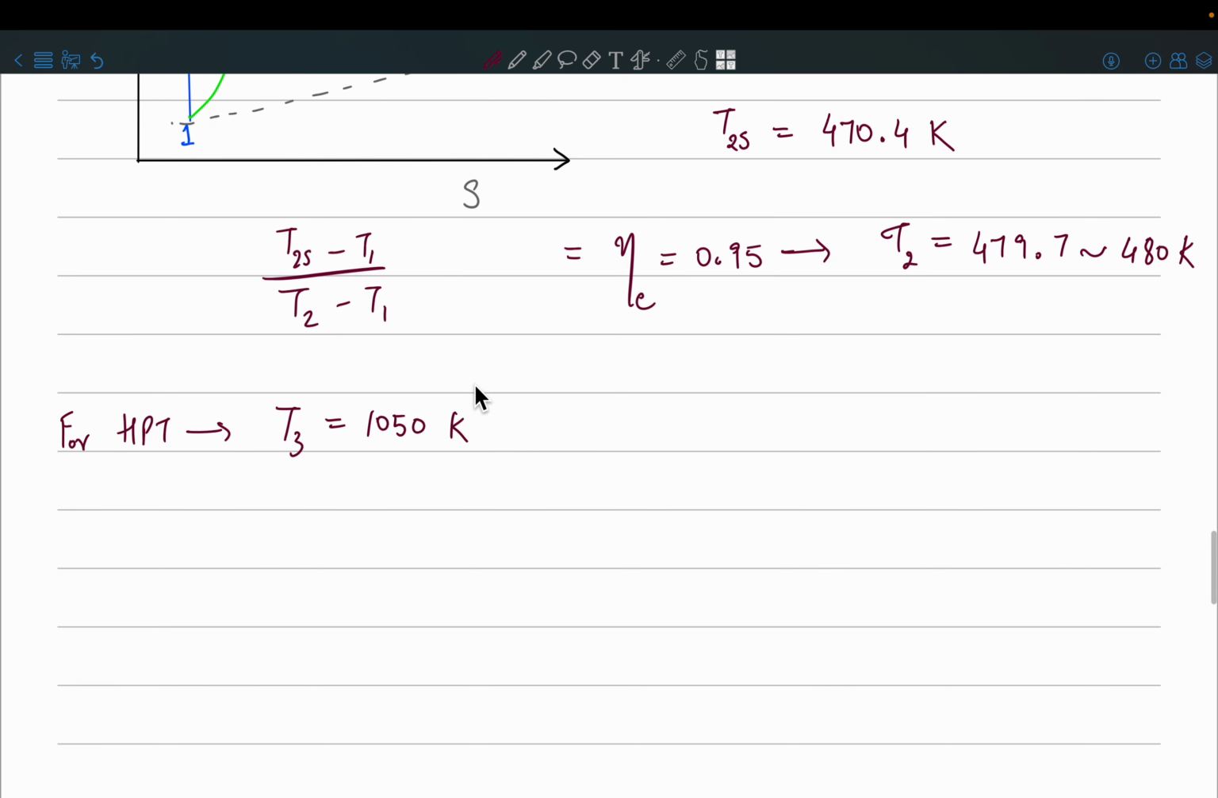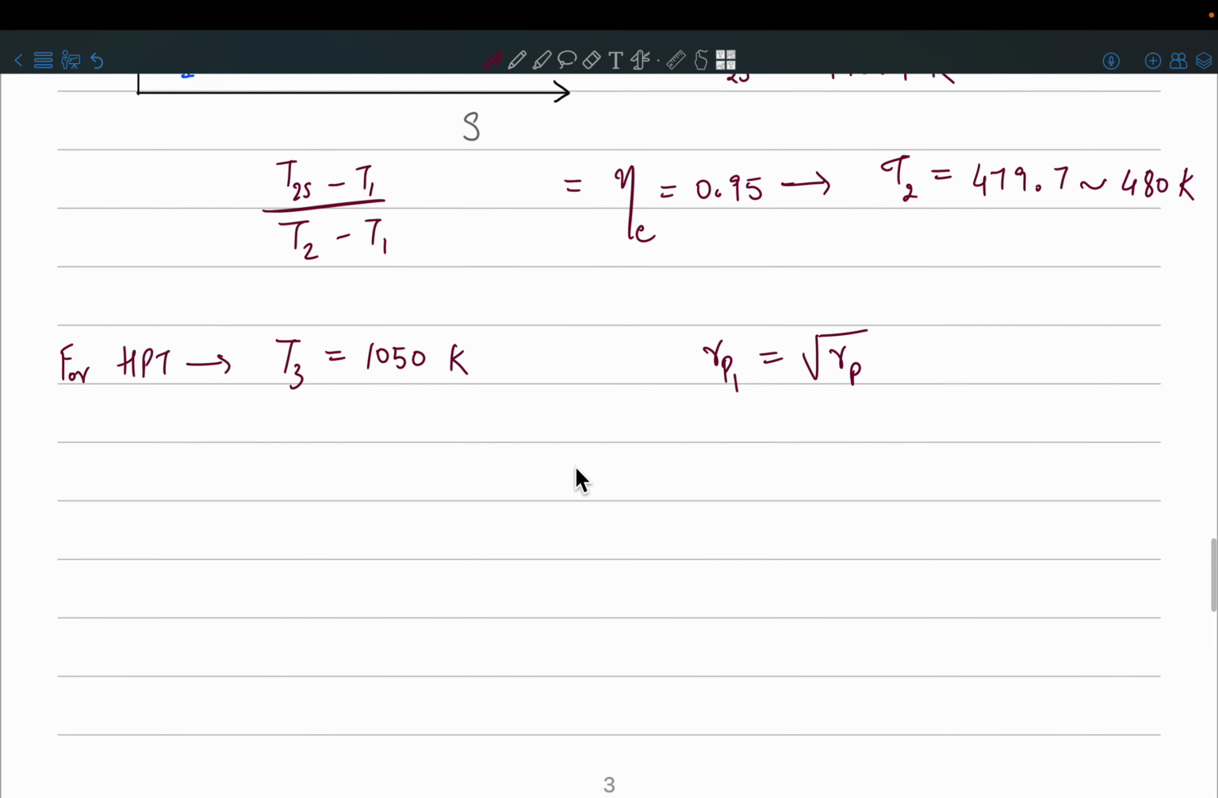Yes. RP1 is equal to under root RP is what you are saying. Yeah, why is that? Can you explain? Because we have two turbines, right? Two turbines, and the total pressure ratio across these turbines is RP, and across each of them, let us say we have RP1 and RP2, and we are assuming that the pressure ratio across each turbine is same, right? So RP1 into RP2 should be equal to RP. Am I right?